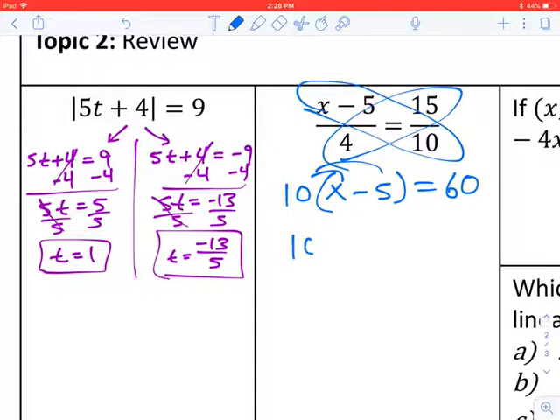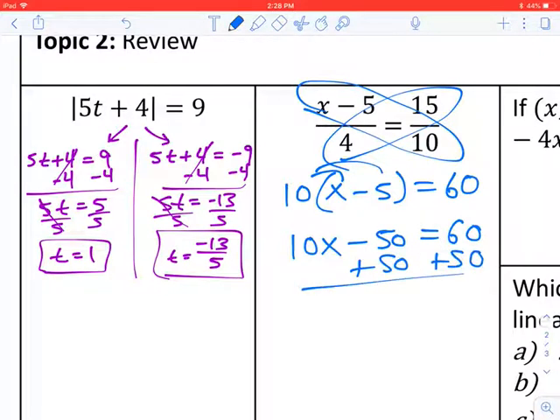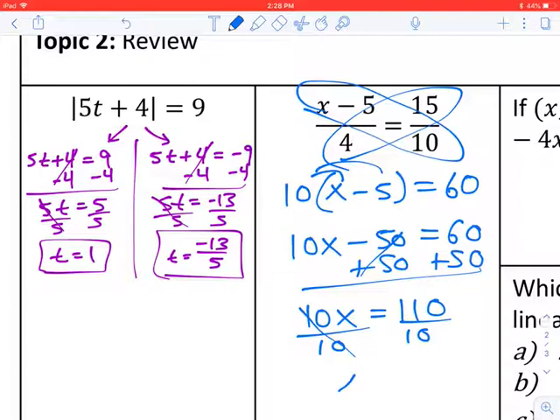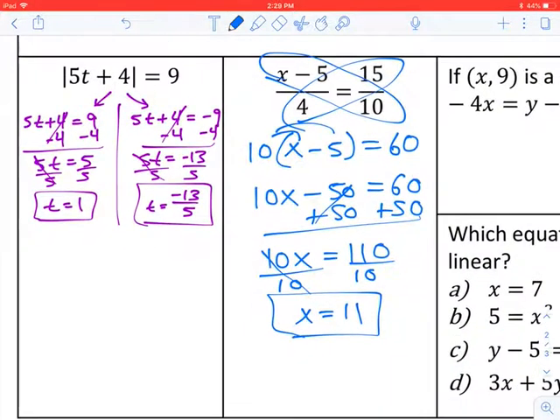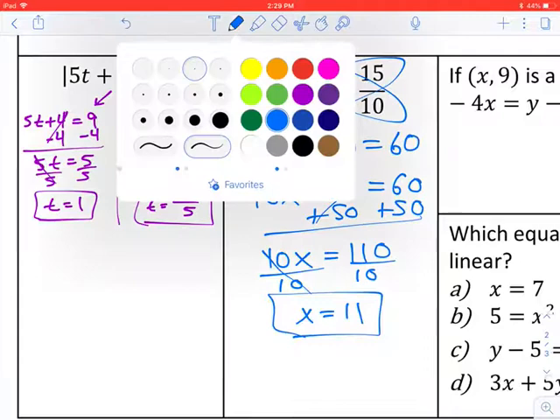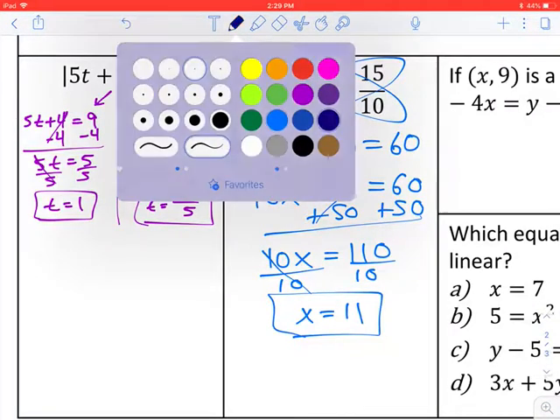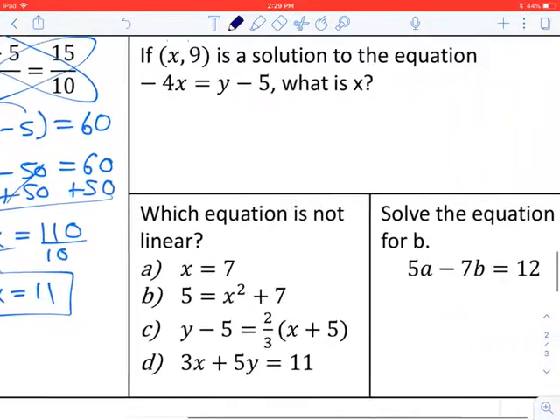10 times x is 10x. 10 times negative 5 is negative 50, equals 60. So add 50 to both sides. And I get 10x equals 110. And when I divide by 10, I end up with x equals 11. Okay, so 2 review down, only a few to go.